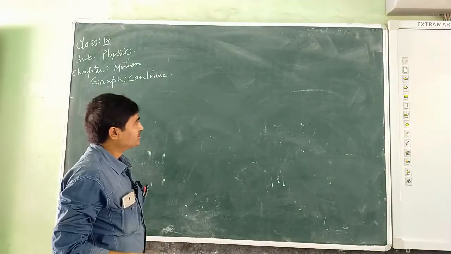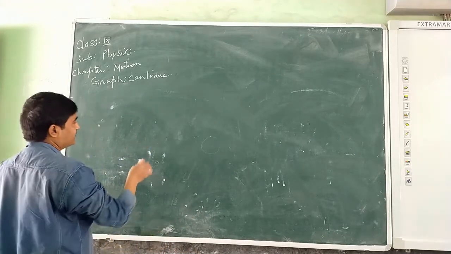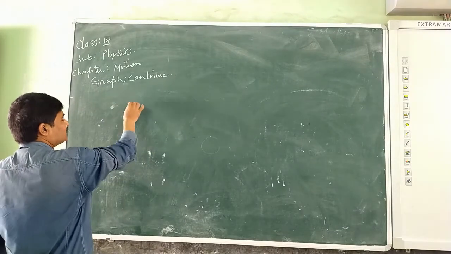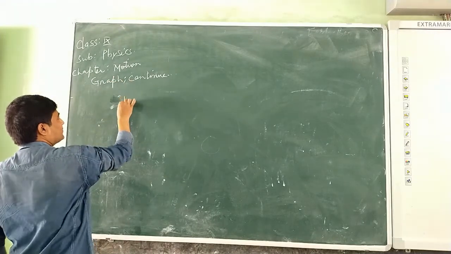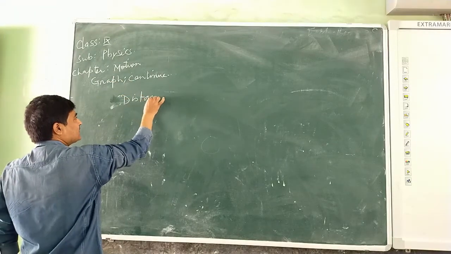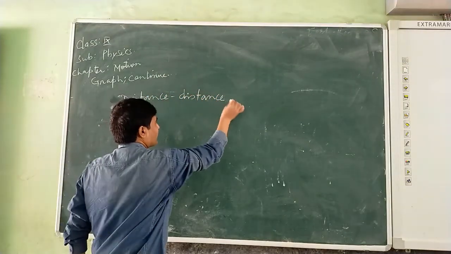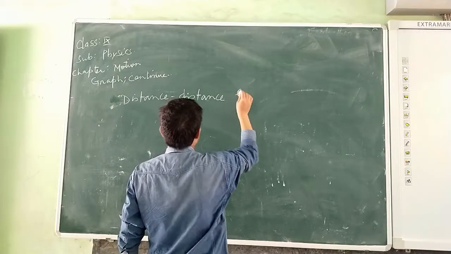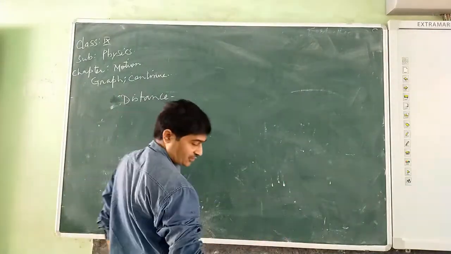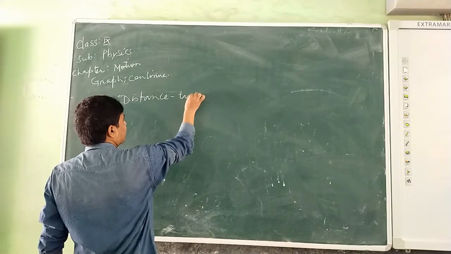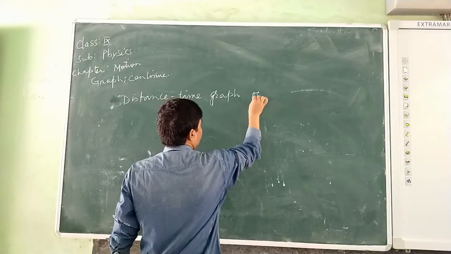In continuation, we have studied graphs in the previous class, and we have to learn the distance time graph of a body in uniform motion.